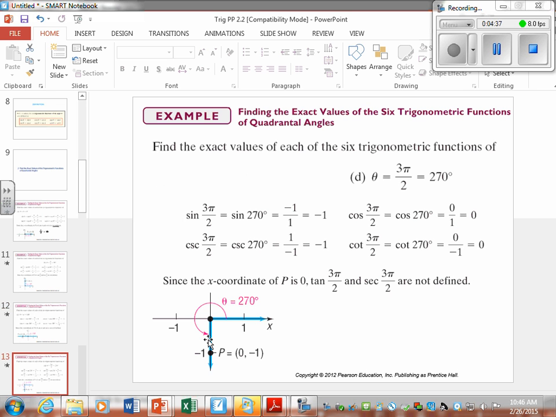And our last quadrantal angle. So we go all the way around to 270. We use the point (0, -1). And we say sine of 270 is going to be your y value. The y value is -1. Cosine of 270 is 0, so on and so forth. You should have the procedure by now. So you get -1. Cotangent of 270 is 0. Tangent is undefined, and secant is undefined in that position.